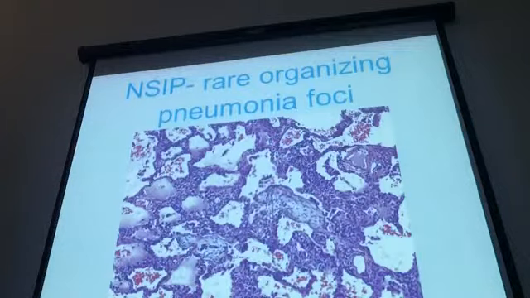Occasionally, you can find little areas like this that are small foci of organizing pneumonia. That's okay. But they shouldn't be extensive. It shouldn't be all over the biopsy. That would be a different pattern, more likely an organizing pneumonia type pattern. But small foci are okay.